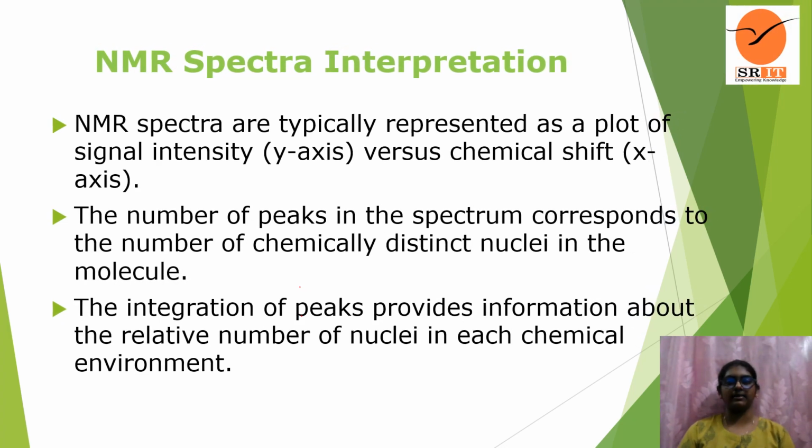NMR spectra interpretation. NMR spectra are typically represented as a plot of signal intensity on the y-axis versus chemical shift on the x-axis. The number of peaks in the spectrum corresponds to the number of chemically distinct nuclei in the molecule. The integration of peaks provides information about the relative number of nuclei in each chemical environment.